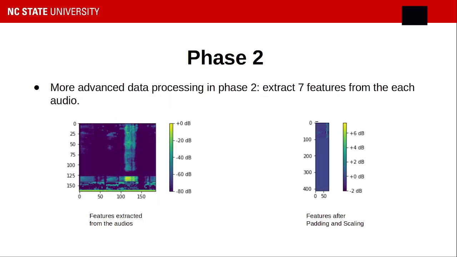In the second phase, we use a more advanced data processing scheme to extract more features from the audios. We extract 7 features in each audio and combine the features into one image, and we show this image on the left side. Due to the variable lengths of the audios, we then pad them to the same length and use a standard scaler to scale the padded data. On the right side, we show an example of the features after padding and scaling.